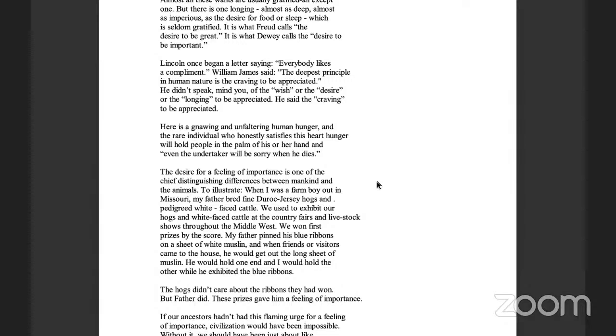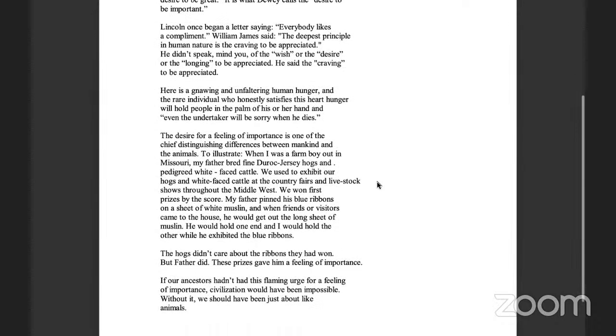The desire for a feeling of importance is one of the chief distinguishing differences between mankind and the animals. To illustrate, when I was a farm boy out in Missouri, my father bred the Duroc Jersey hogs and pedigree white-faced cattle. We used to exhibit our hogs and white-faced cattle at the country fairs and livestock shows throughout the Middle West. We won first prizes by the score.